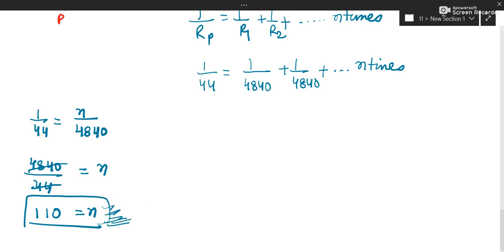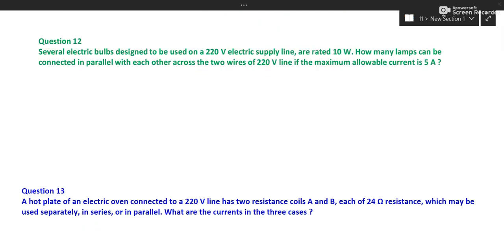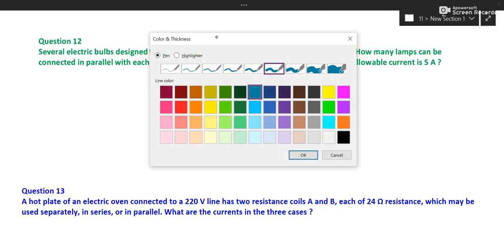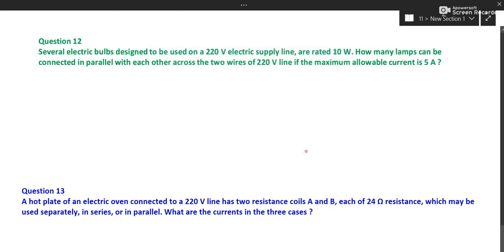Okay, so let us see one more method to do this. The same question we'll be doing by one more method. Okay, that is short one. So you can choose any.